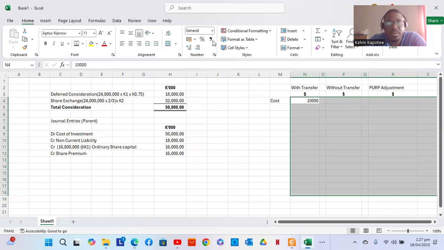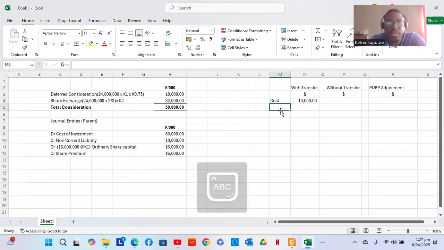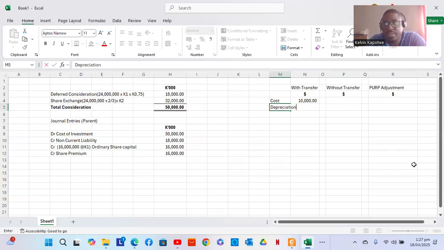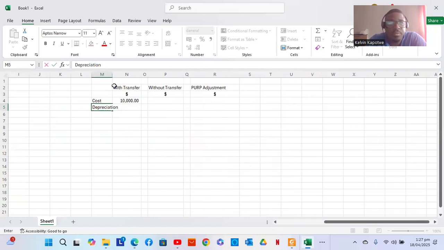10,000, 10,000 there. All right. So now the next thing we need to do is calculate depreciation on this plant. Okay, so we have to calculate depreciation. How do we calculate depreciation?